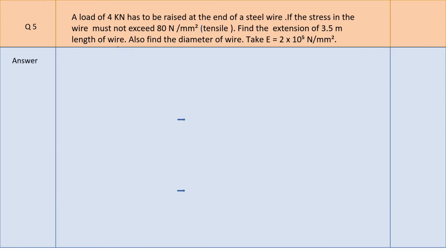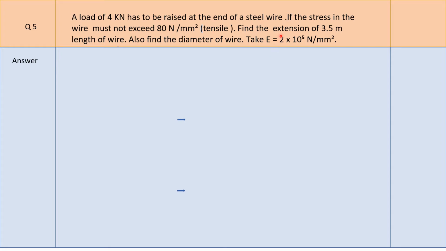Now let us come to a problem. A load of 4 kN has to be raised at the end of a steel wire. If the stress in the wire must not exceed 80 Newton per mm square tensile, find the extension of 3.5 meter length of wire. Also find the diameter of wire. Take E is equal to 2 into 10 raised to 5 Newton per mm square.